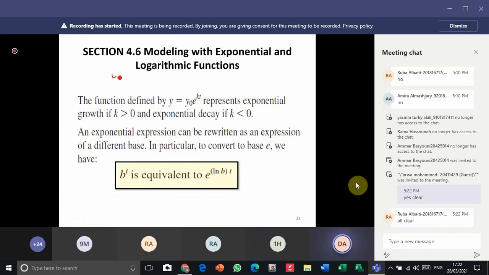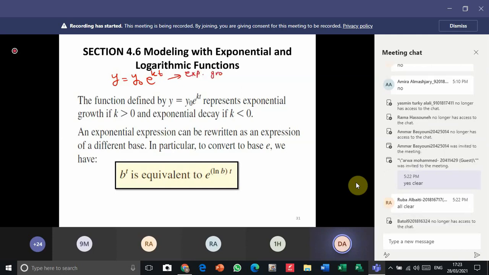Now, this function y equal y naught e to the power kt is called exponential growth or exponential decay.